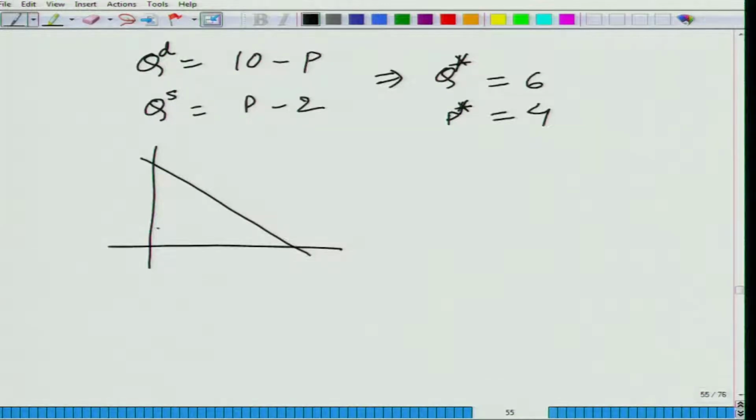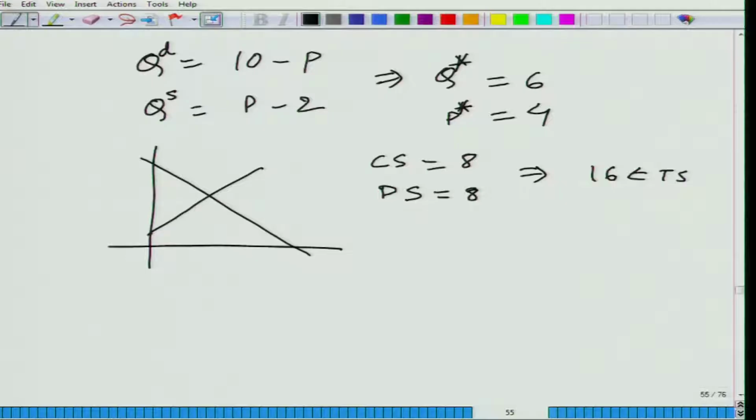And how much was the total surplus that we calculated? Consumer surplus that we calculated was equal to 8. Check in your notebook. And producer surplus was also equal to 8, and total surplus that we obtained was 16.